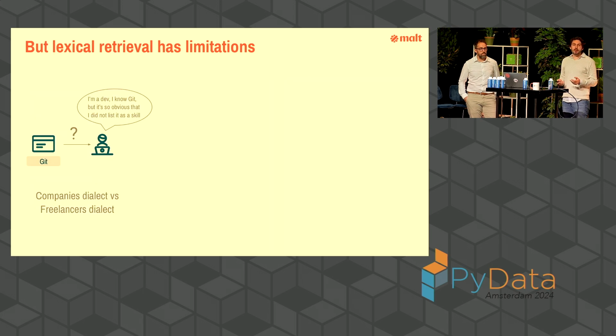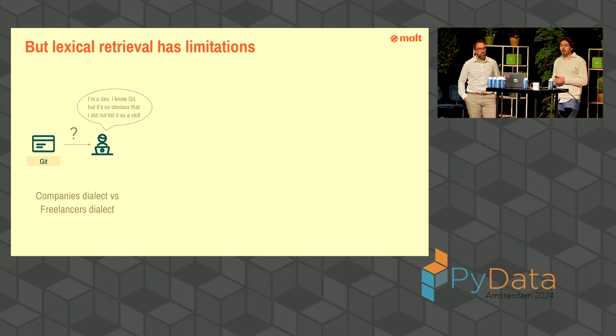BM25 is quite fast, but lexical matching doesn't grasp the meaning and the context behind words. In our case, this has some issues because freelancers and companies may not speak the same language and may not use the same dialect. They may mean the same thing, but not express it the same way.